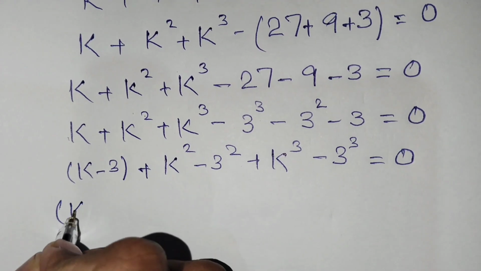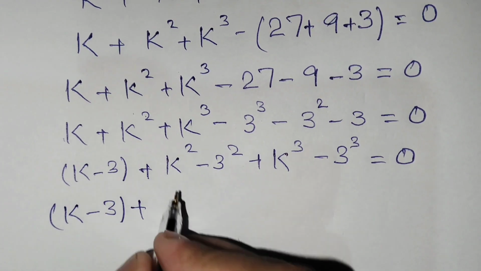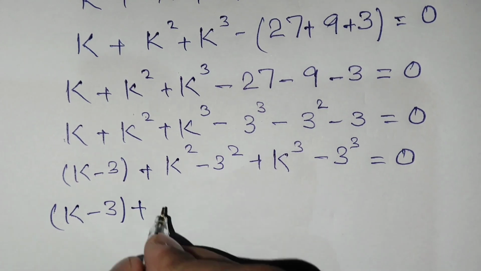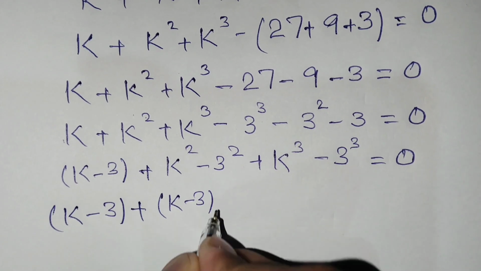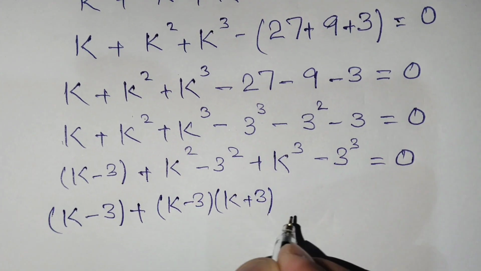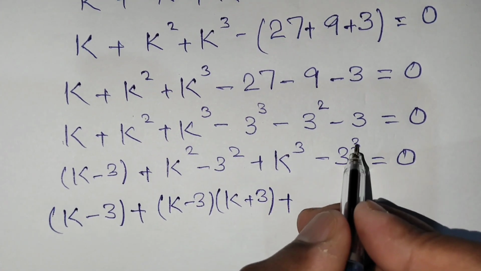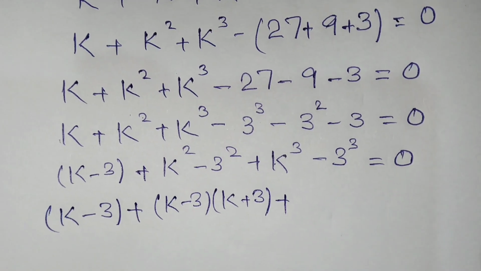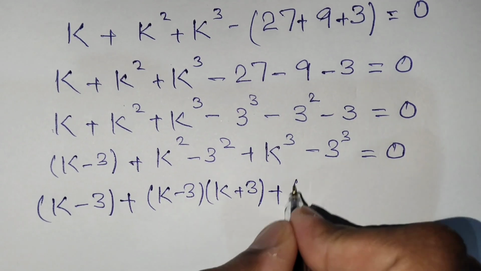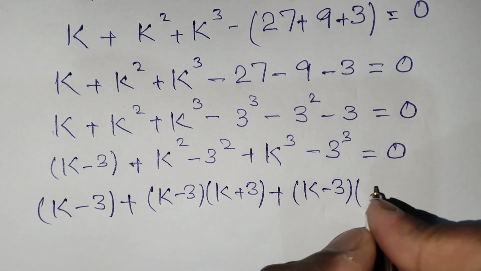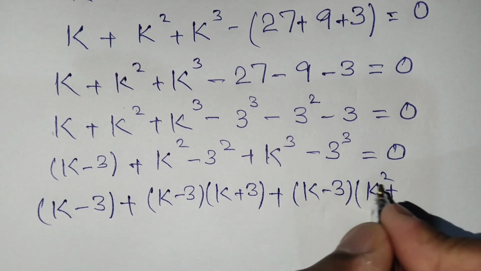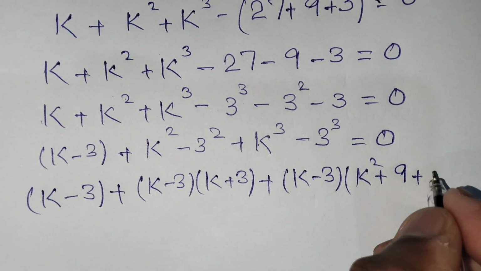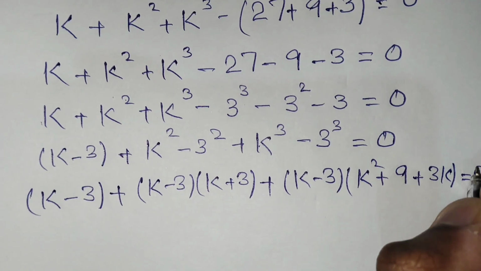It will be k minus 3, plus this is a square minus b square, which is equal to (a minus b) times (a plus b), that is (k minus 3) times (k plus 3), plus k cube minus 3 cube, this is a cube minus b cube, which is (a minus b) times (a square plus b square plus ab). So it will be (k minus 3) times (k square plus 3 square is 9 and plus 3k) is equal to 0.